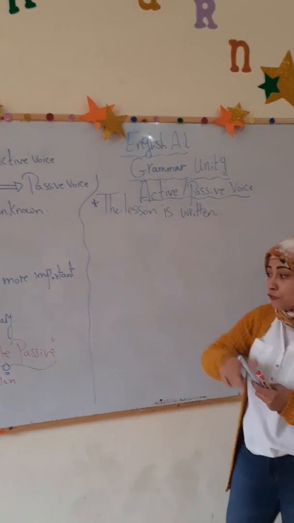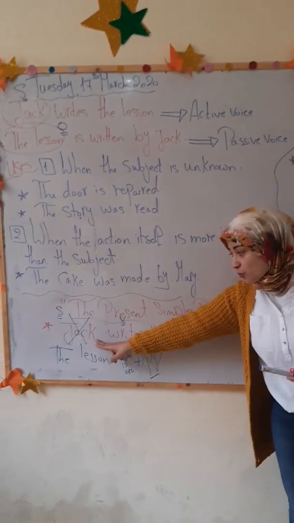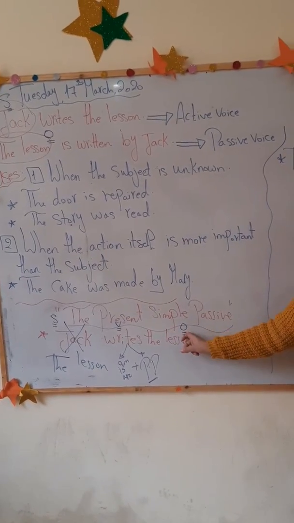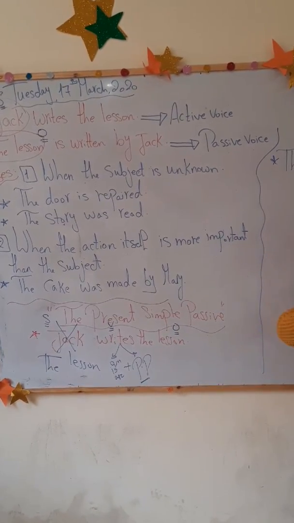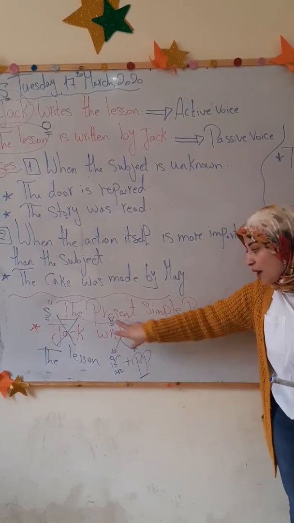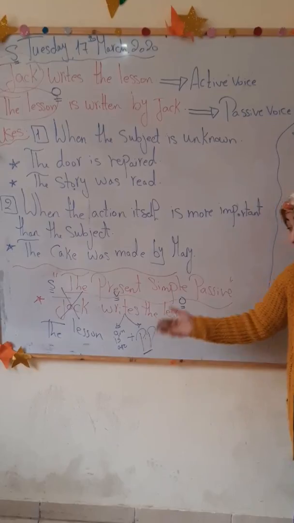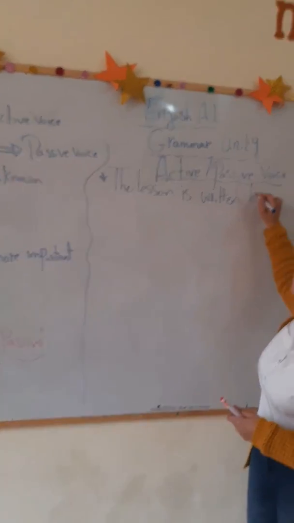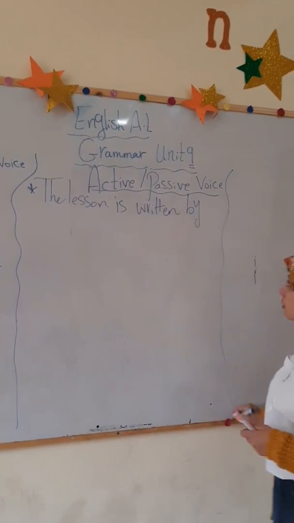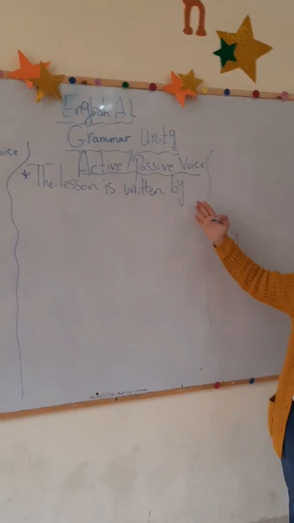Okay, so again, the first step, cancel the subject. The second step, start with the object. The third step is caring about the verb now. You have to divide it into two parts, am, is, are, plus past participle. At the end, you can just write here by. Okay? And then you can mention the subject.